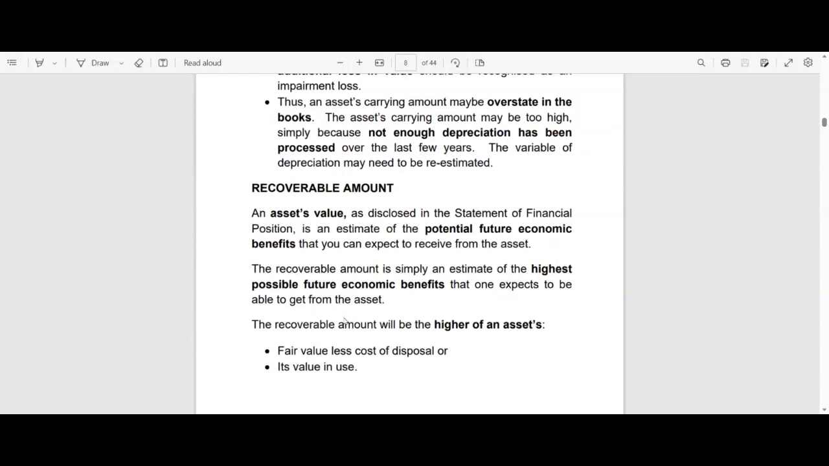Now, ladies and gentlemen, once you have determined the recoverable amount, which is the higher of the fair value, what you can sell it for, less any cost you need to incur to be able to sell it, or its value in use, what do you have to compare the recoverable amount with to determine whether there is an impairment loss or not? What do you have to go and compare the recoverable amount with? Obviously, the value in our books. And what do we call that?